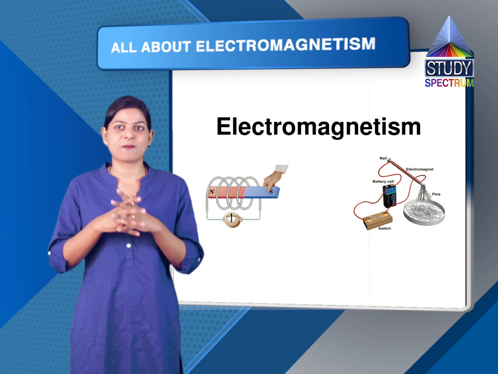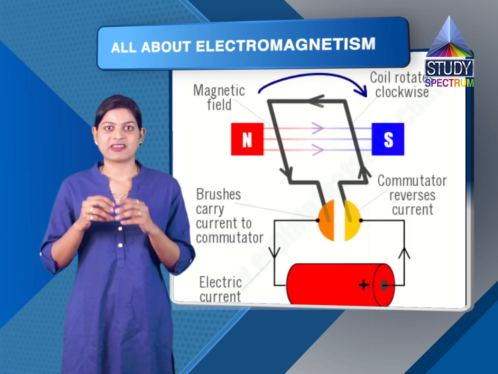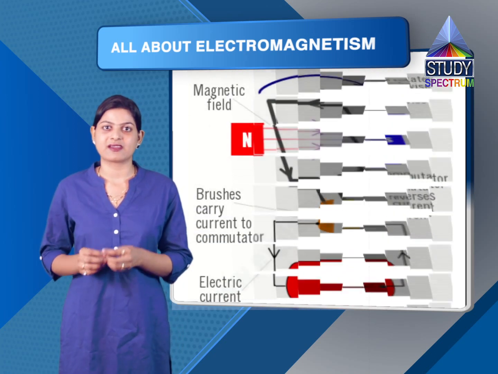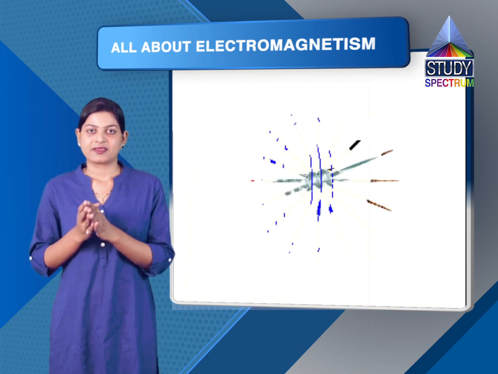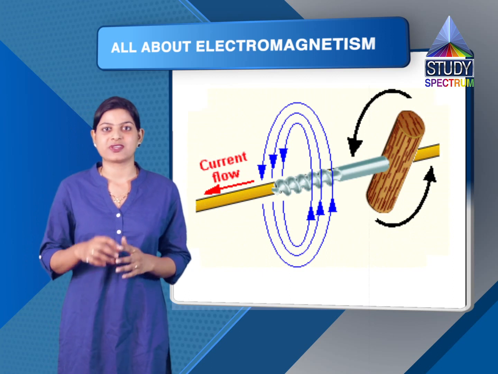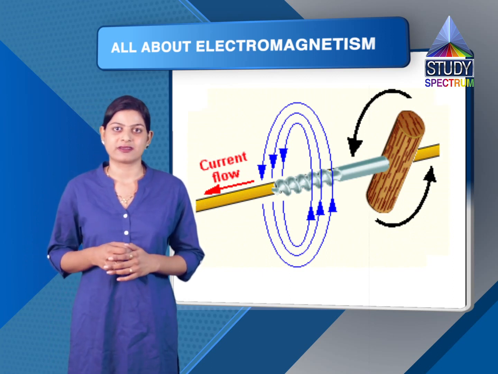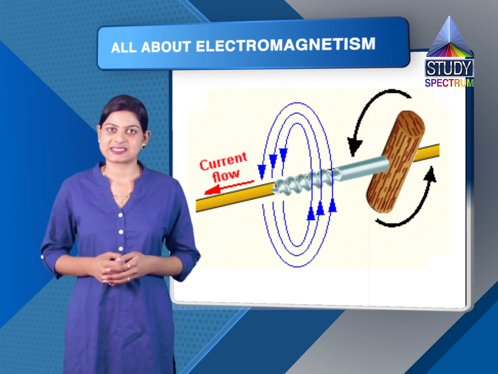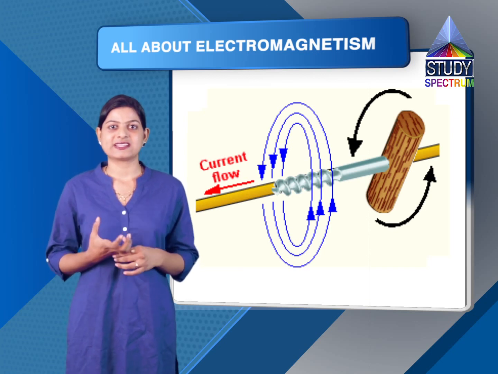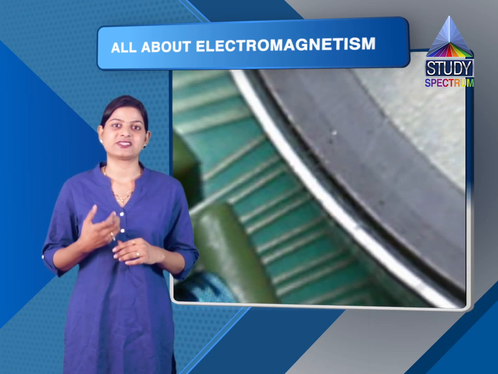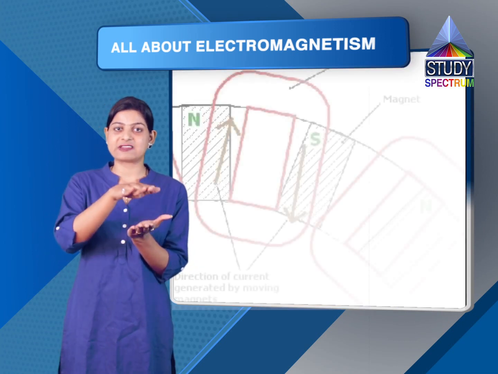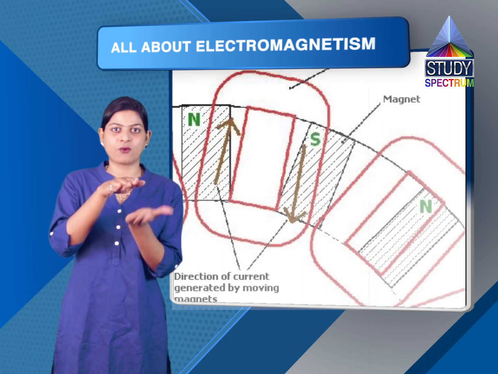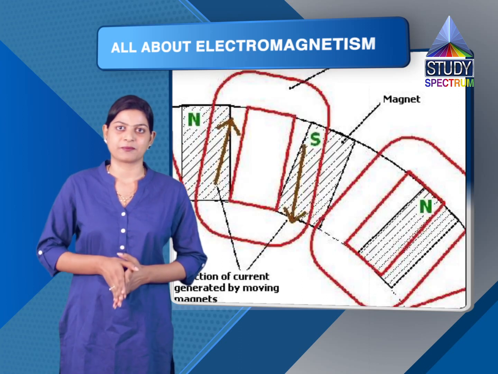Because of the electromagnetism concept, wherever there is an electric current, a magnetic field is produced around it. A magnetic field is produced around the flow of current. And because of this concept, the coil gets magnetized and it gets transformed into a magnet. The upper portion of the coil gets converted into the north pole and the lower portion gets converted into the south pole.